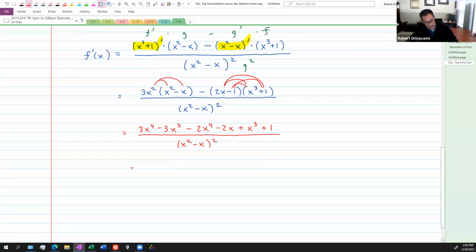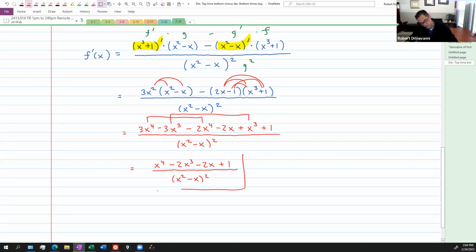And then I'm going to collect like terms. These two are like terms. 3x to the fourth minus 2x to the fourth is x to the fourth. I have minus 3x squared, plus minus 3x cubed plus x cubed is minus 2x cubed. And then I just have an x term, minus 2x, and then I have plus 1. And that should be the top cleaned up over the bottom. There's my derivative.